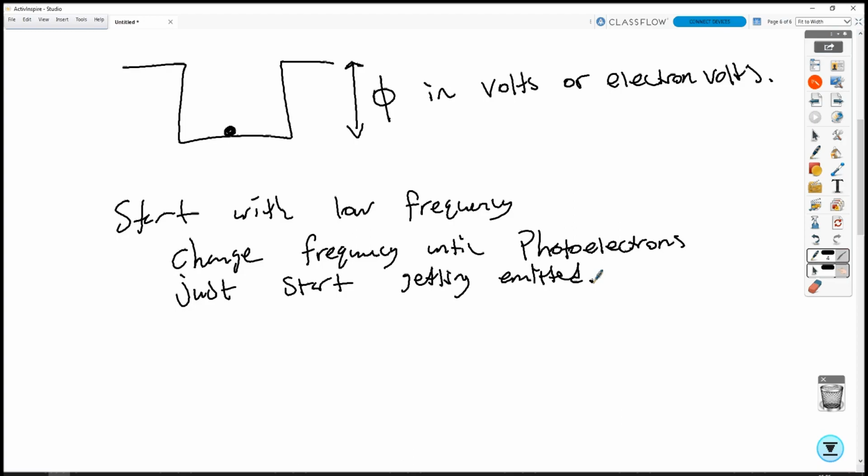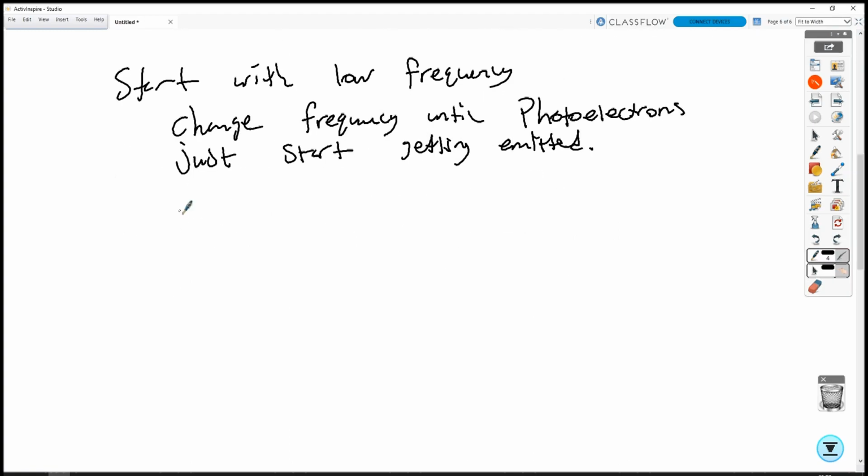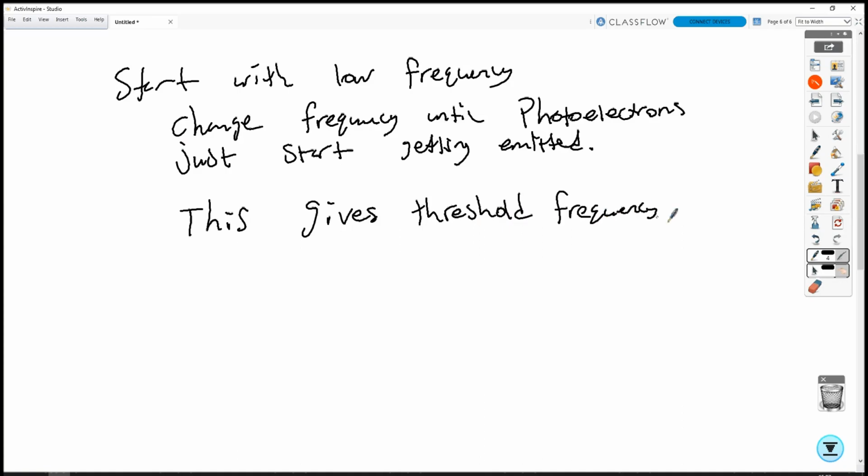That then gives you your threshold frequency. And at the threshold frequency, you just about supplied enough energy to liberate the electrons, but not enough to give them kinetic energy. Or in this case, if we're doing it experimentally, it'll be insignificant amounts of kinetic energy, so we can approximate it to be 0.